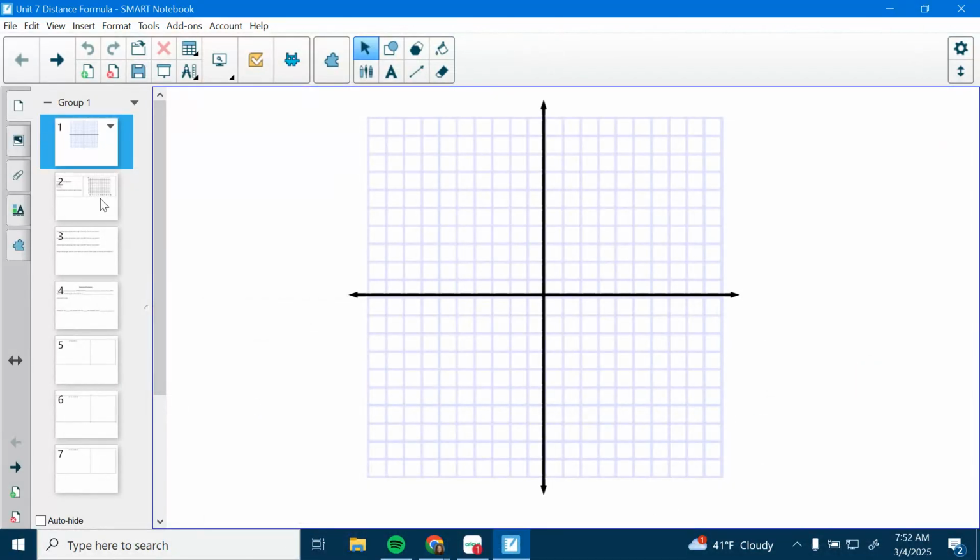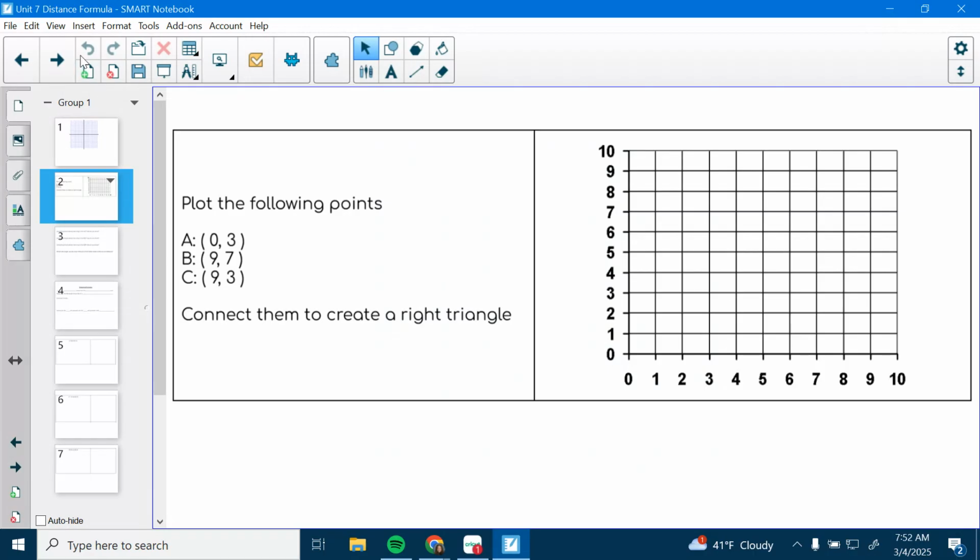Alrighty, so we are going to talk about the distance formula, and to start off with that, we are going to plot some points. So we have 3 points we're going to plot. We're going to make sure we include some letters to indicate what they are. So our first point is point A, and that is at 0, 3, which means I go over 0 and up 3, and I call that point A.